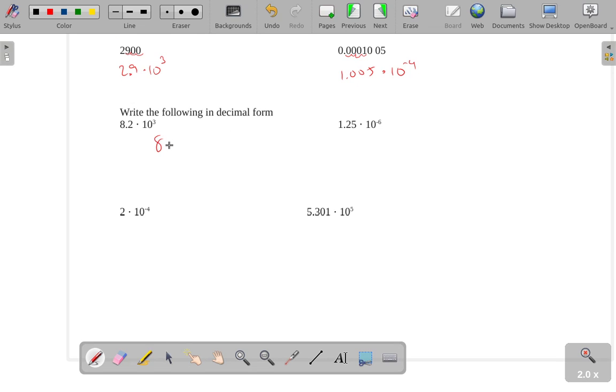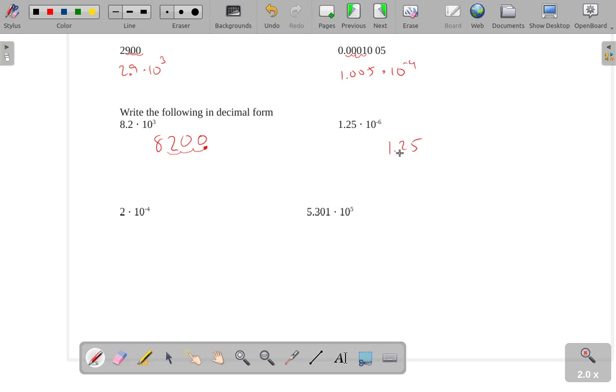We'd start off with 8.2. I'm going to hold off on writing my decimal place, though. I'm just going to keep track of where it was. The decimal place was here. Multiplying it by 10 to the 3rd is going to be making our number bigger, so it's going to be moving the decimal place to the right. It's going to go 1, 2, 3 places. But of course, in order to actually be able to move it 3 places to the right, I need to have something in there, so I fill in zeros. So 8.2 times 10 to the 3rd is 8200.